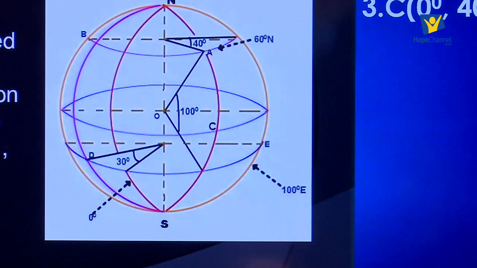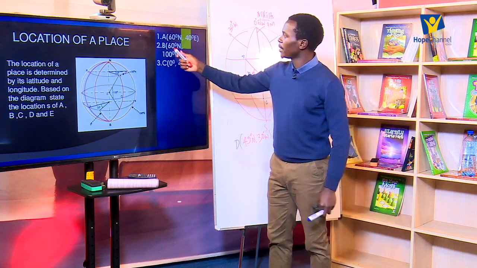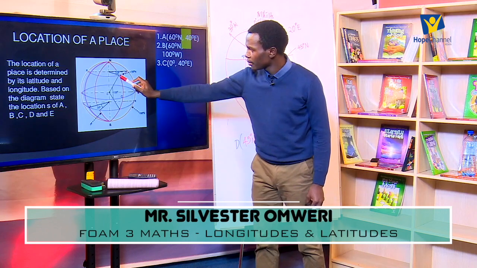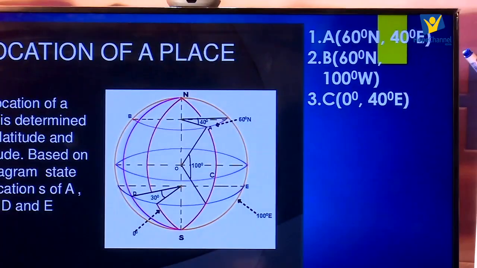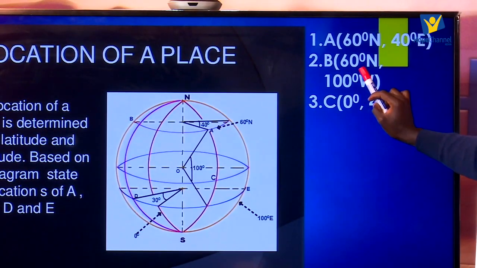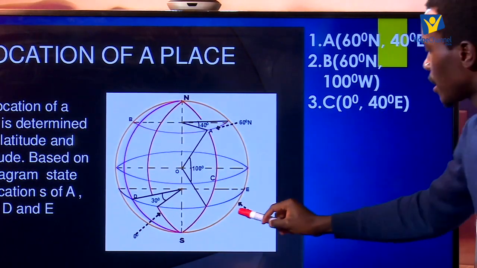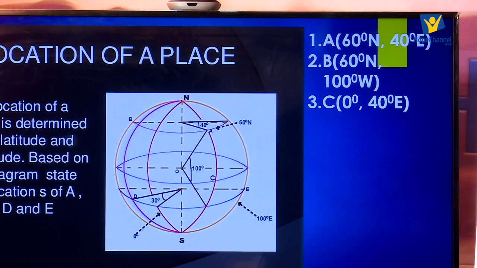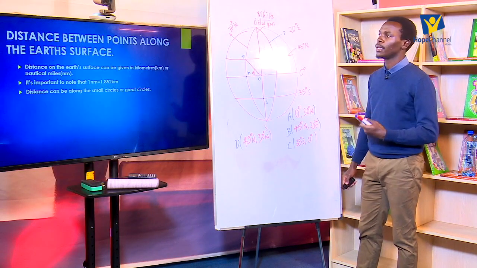But now we have more examples here from this diagram. The location of a place. Now part A, number one is A. A is at which point? A is right there, which is 60 degrees north, and then 40 degrees to the east. Then B is 60 degrees north, it is right there, and it is 100 degrees west. Well, the diagram may not be visible, but that is the location of a place on the Earth's surface. You should be able to remember that latitude comes first and then longitude.